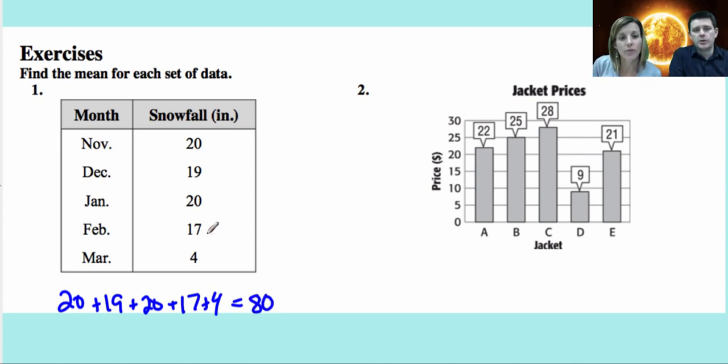Yes. There is 1, 2, 3, 4, 5 data values. So we're going to divide by 5. Which is an average of 16 inches of snow. No thank you. That's more than we got the whole year, let alone in a month. Goodness. Bring on spring. All right, jacket prices.